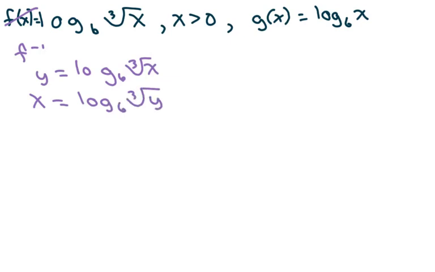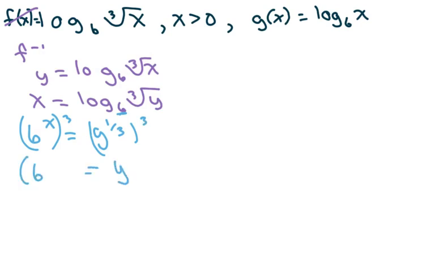And then set it as exponents. So my base is 6, so 6 to the x equals the cube root, or let's just write this as y to the 1/3 power. And then power it by 3 to get rid of that 1/3. So we have y equals 6^x cubed. Now, that's your inverse. And the range is just the domain of your original function.